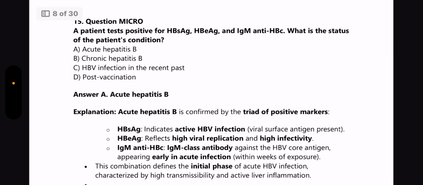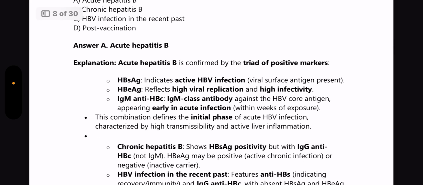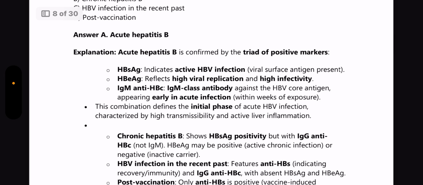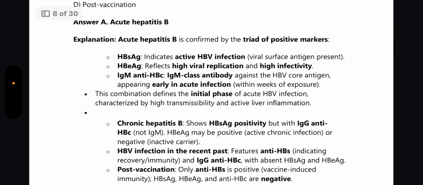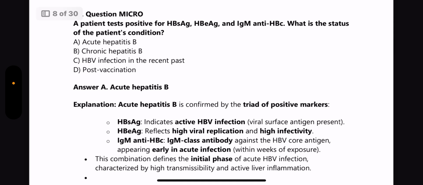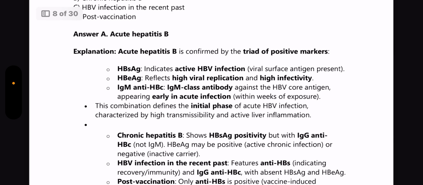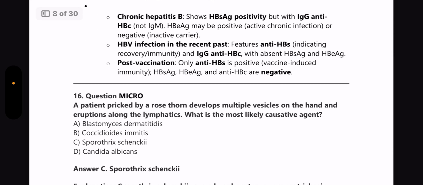Next question from Micro. A patient tests positive for HBsAg, HBeAg and IgM anti-HBc. What is the status of the patient's condition? Answer is acute hepatitis B. It is confirmed by the triad of positive markers like the HBsAg, HBeAg and the IgM anti-HBc. So again, hepatitis B is a very important topic and the markers are also very important. There's also a graph which is available on most of the rapid revision platforms. Please go through that. Very important, hepatitis B.